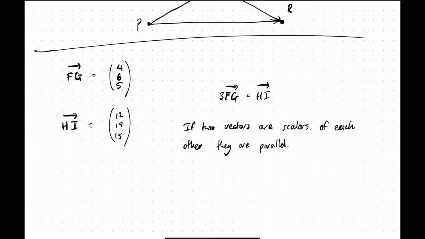Anything about the length? One's bigger. One is 3 times longer. Okay, HI is 3 times longer than FG. So in terms of magnitude, it's 3 times the size as well as parallel. Okay, cool. That's just a basic thing. Scalars, parallel, easy.